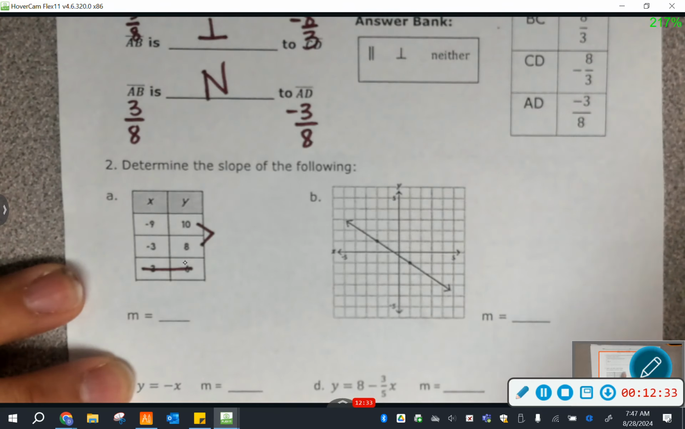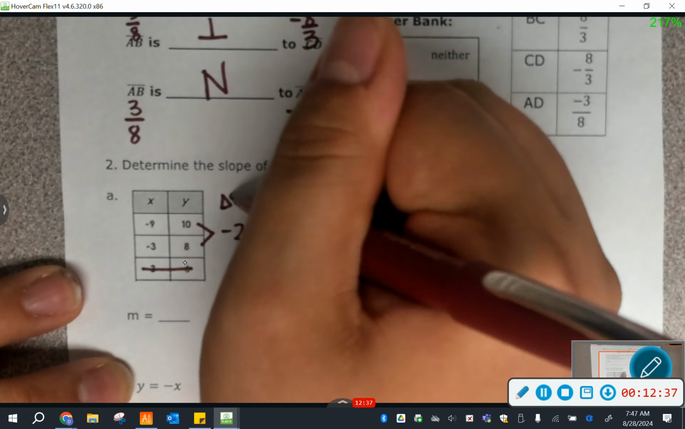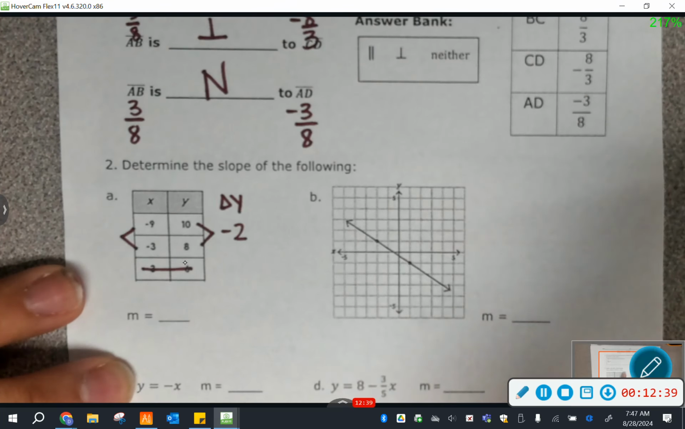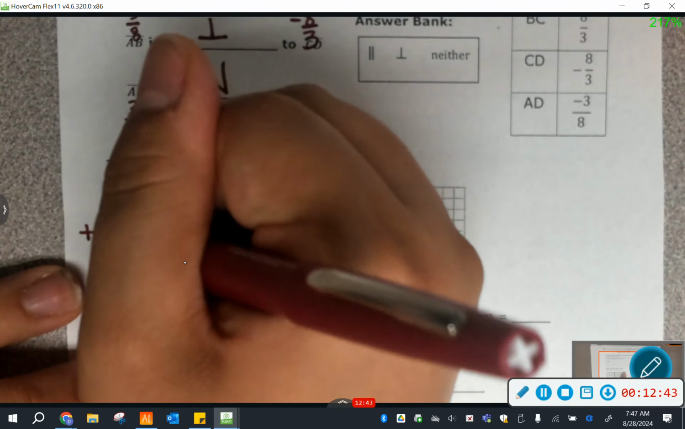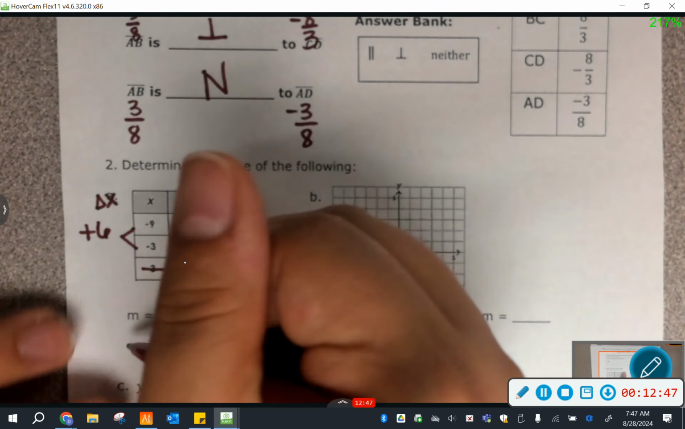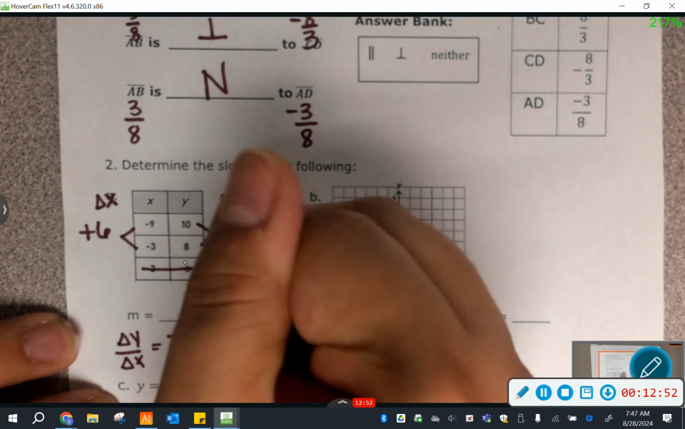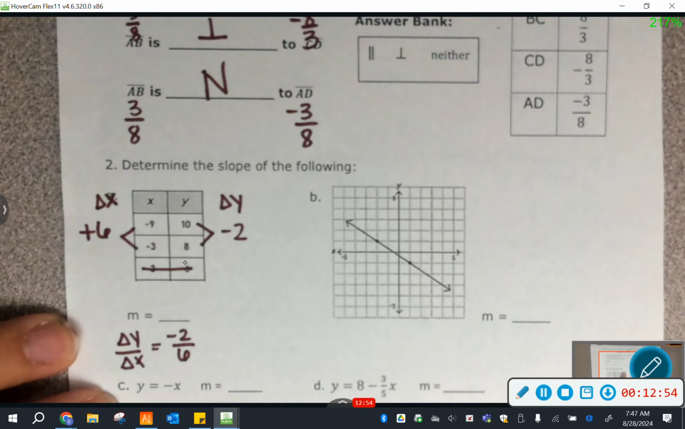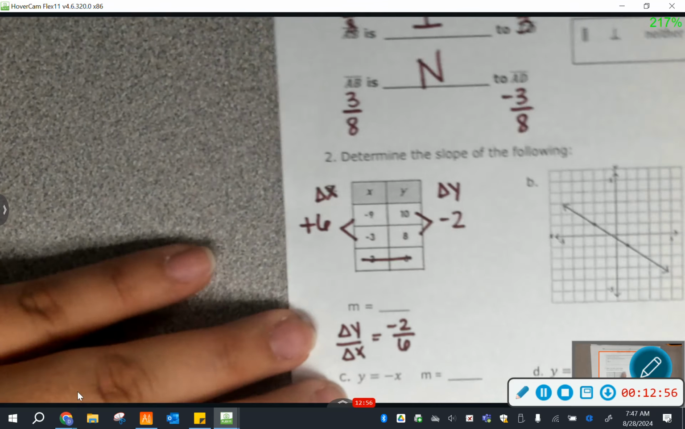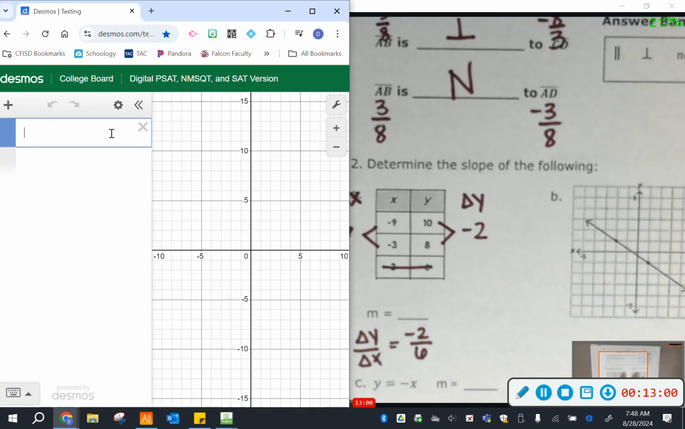How do you go from 10 to 8? -2. And that's your delta y. How do you go from -9 to -3? 6. That is your delta x. And we are going to divide. What is delta y divided by delta x? And use Desmos. What is -2 divided by 6? Let's see. -2 divided by 6.